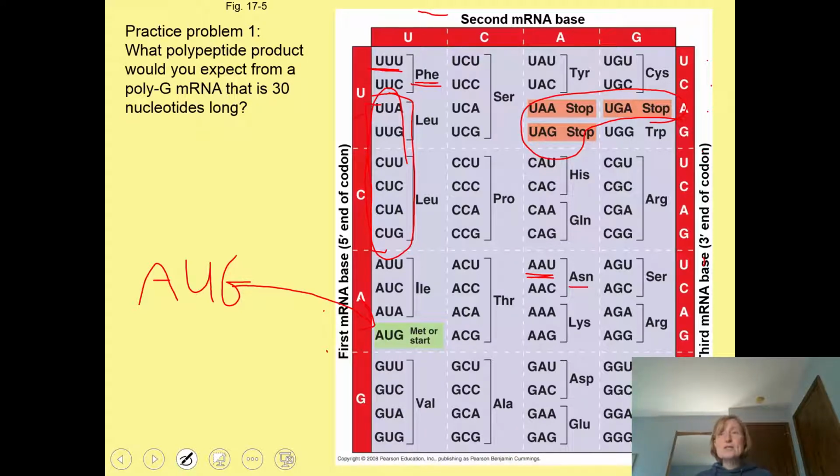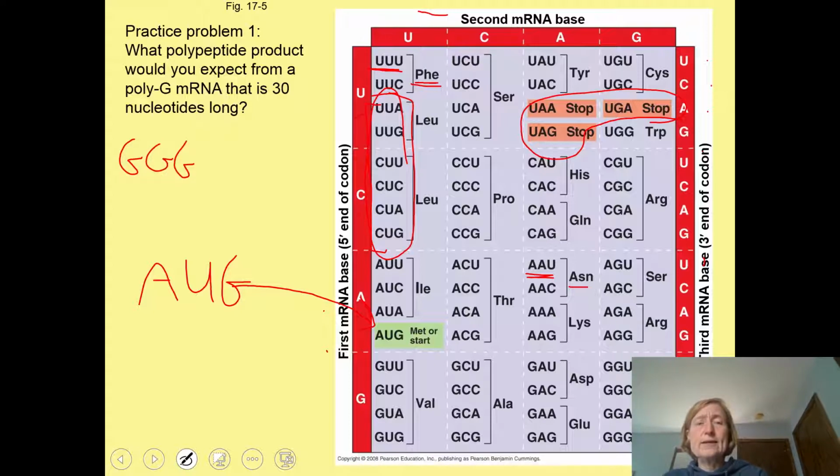All right, so now we can use this code and we can translate anything we want. So let's do 2 or 3 problems, and then we'll look at how translation happens inside cells. But we can do any kind of translation we want to now. So here's practice problem number 1. What polypeptide product would you expect from a poly-G mRNA that is 30 nucleotides long? So let me think. Poly-G means many G's in a row, 30 of them. 1, 2, 3, 1, 2, 3, 1, 2, 3. Oh boy, we're going to be doing this a lot, right? 30 of them long. 10 of those codons.